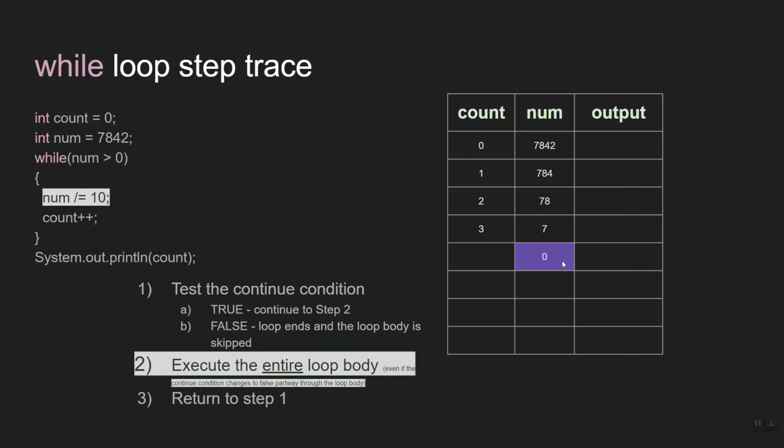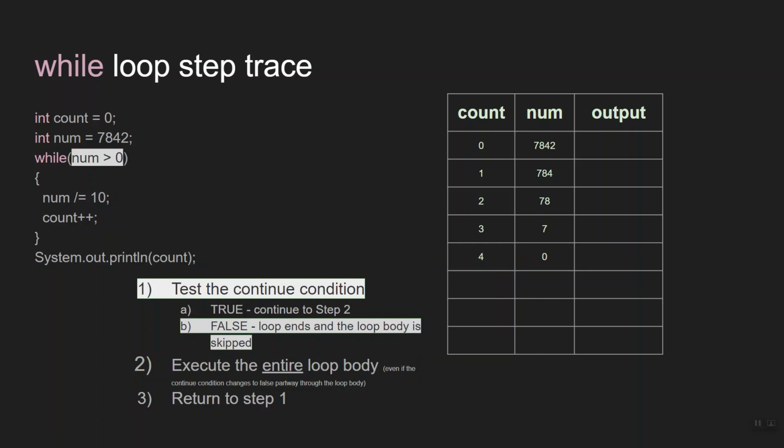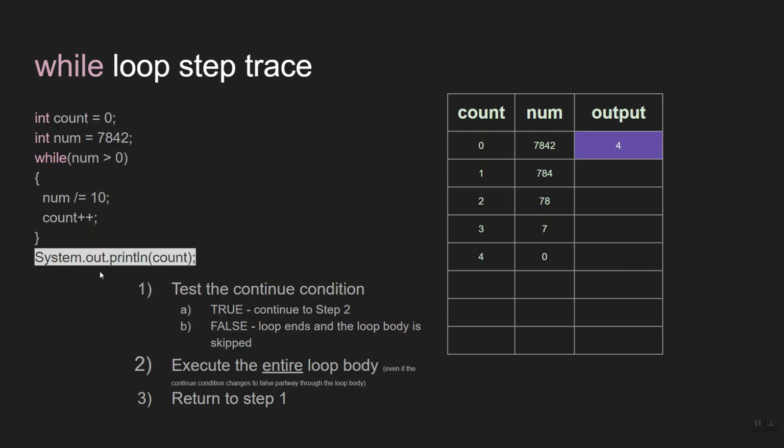As you see here, that division made num 0. 0 is no longer greater than 0. Yet, the body will continue all the way to the end. So count plus plus will happen. And now we return to step 1, where 0 evaluates as false when it's compared to greater than 0. Since that's false, we're going to skip this loop body, and we will then just output count, which gives us 4, which is the current value of count.